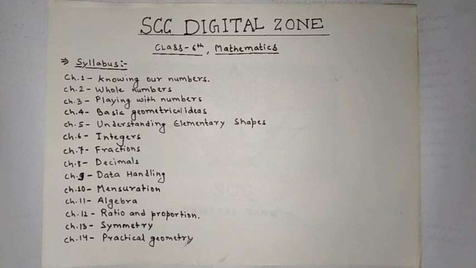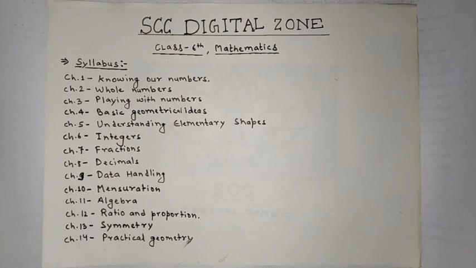And the ninth chapter is Data Handling, and the 10th chapter is Mensuration, in which we solve questions of area, perimeter, etc. And the 11th chapter is Algebra, in which we see variables and constant numbers, and questions in which we find the value of x.